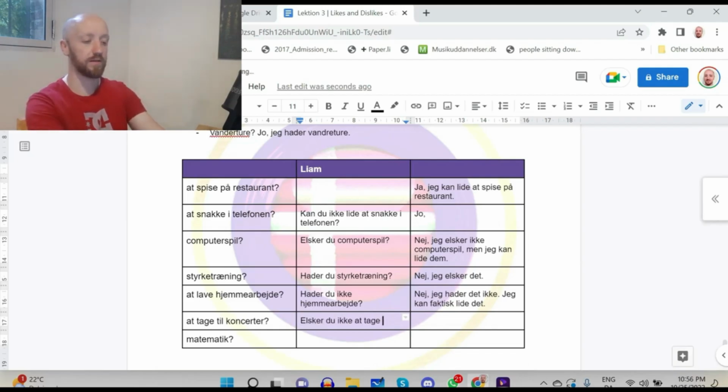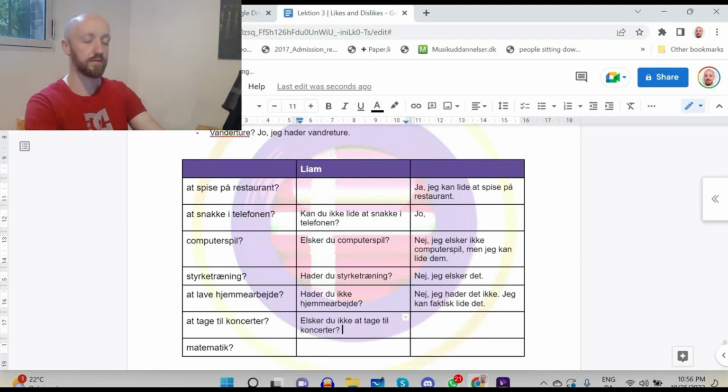Elsker du ikke at tage til koncerter? Derfor du siger her. I might say, jo, jeg elsker det. Jeg elsker at tage til koncerter. Eller, short response, det gør jeg. Jo, det gør jeg.